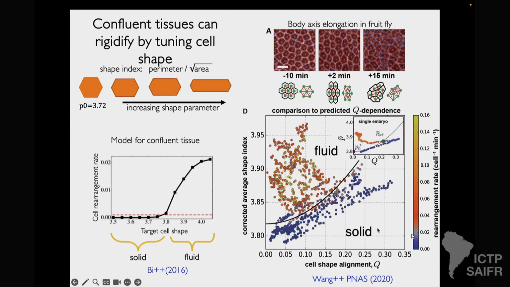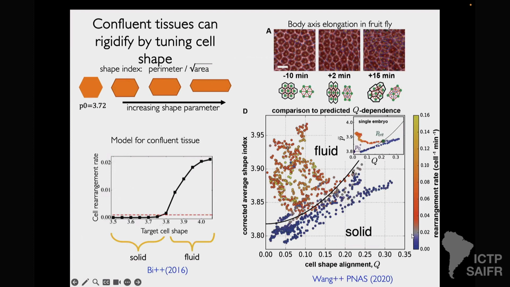And then the data on top of this is from fruit flies, where our collaborator has gone in and actually measured both of these specific cell quantifiers that we told them to measure, and also the rates at which cells rearrange. That's what this color map is. If the cells aren't rearranging at all, then it's blue. That's when the tissue is behaving like a solid. And the warmer colors are where it's behaving like a fluid.